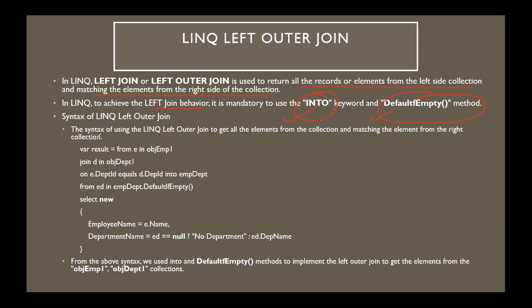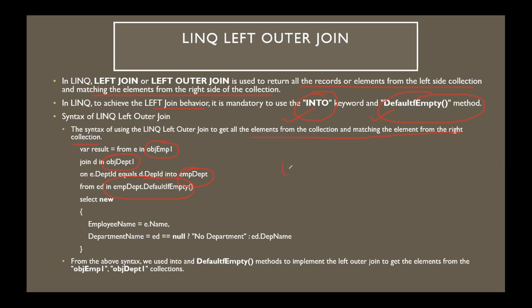Yeah. And the syntax is defined out here. This is basically to get all the elements from the collection, matching the elements from the right hand collection. So you can see this is an object employee joining with object department ID on what? On condition, this is equal to department ID into employee department, from ed in employee department dot DefaultIfEmpty. DefaultIfEmpty it is.